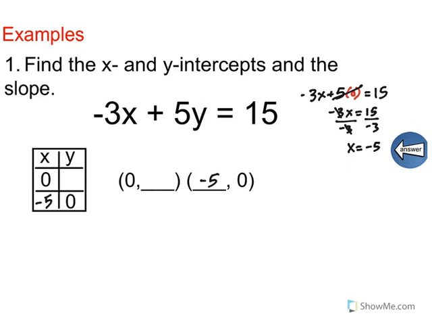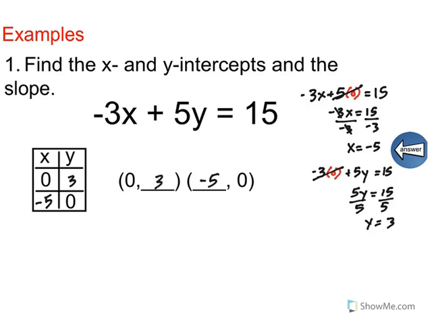When we're finding the y-intercept, we're doing the same thing, except this time we make the x value 0, because the y-intercept is when x is 0. So we have -3 times 0 plus 5y is equal to 15. Same thing as before, that -3 times 0 term goes away, and we're left with 5y equals 15. Divide both sides by 5, and we get y equals 3. And so our y-intercept is 0, 3.